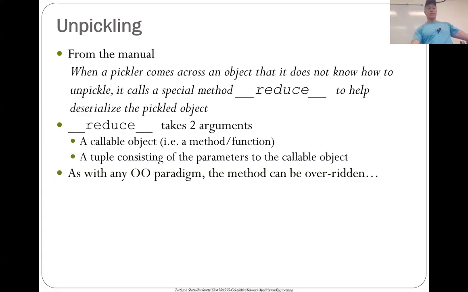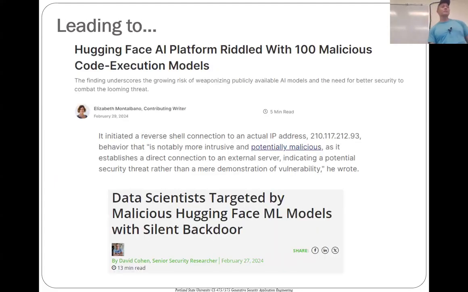And this leads to all sorts of people uploading malicious models on Hugging Face, which is where basically all of these models are. It's like the GitHub for models. So if you download stuff from Hugging Face, and unpickle, you could get compromised. So this particular one initiated a reverse shell connection to an IP address.